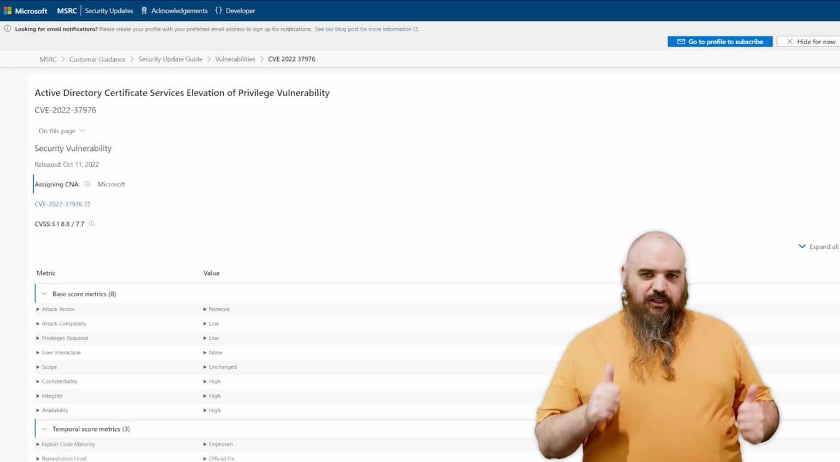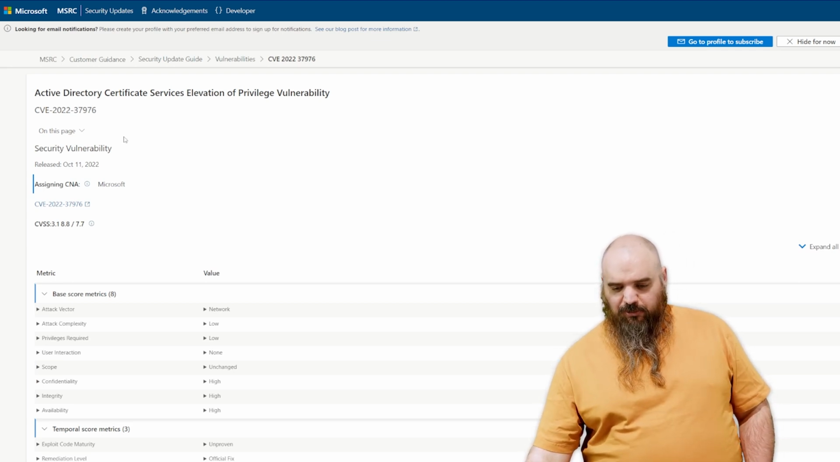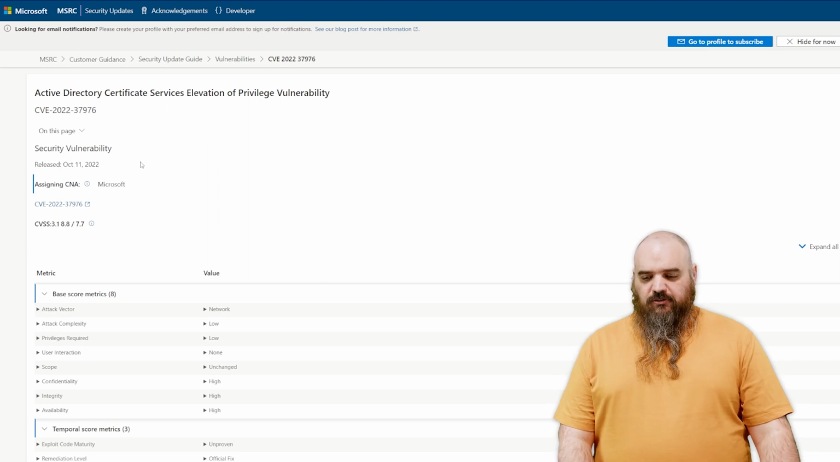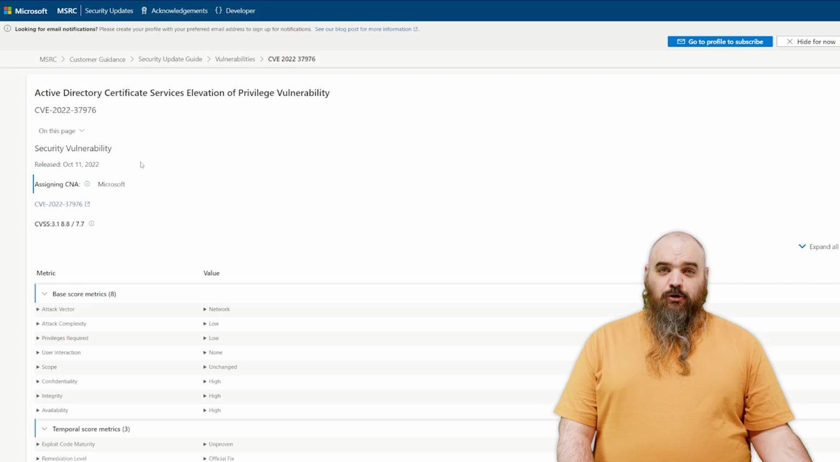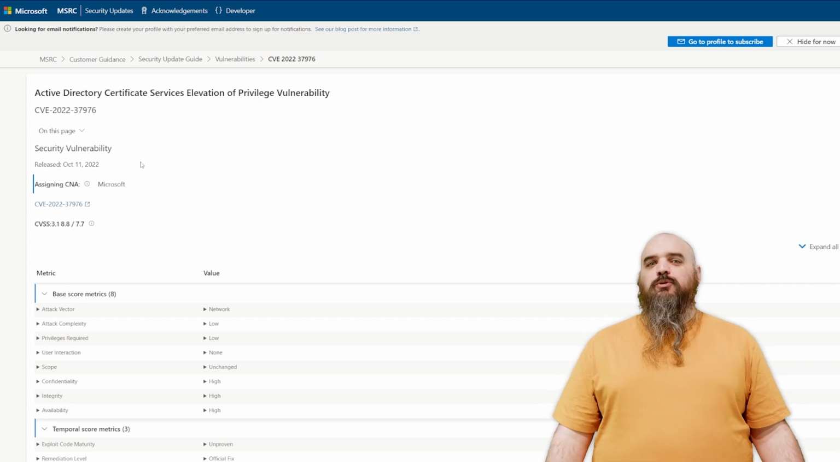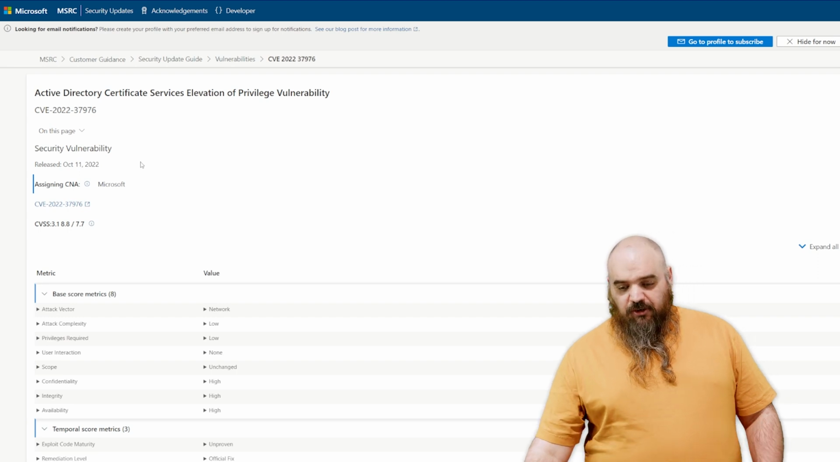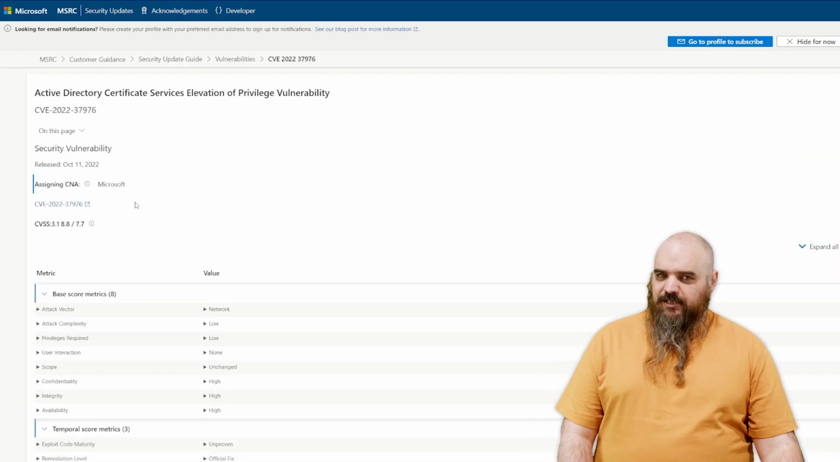And this last one is the second highest rated one at an 8.8. It's not a 10.0, so that's a bonus, but it actually sounds a little bit worse to me once you dive into it. If you use Active Directory Certificate Services, they can use that to get domain admin rights on your system. That's real bad. I'm not an expert on security. Probably shouldn't say that where I'm doing a breakdown of Patch Tuesday. But domain admin, that's bad. You don't want to have that one. So if you have that service running, you want to get this patched as soon as possible.